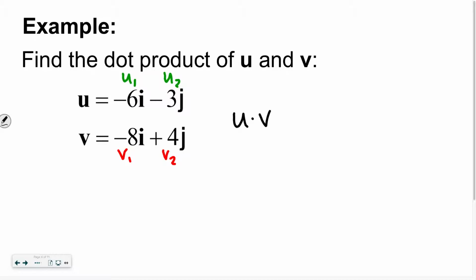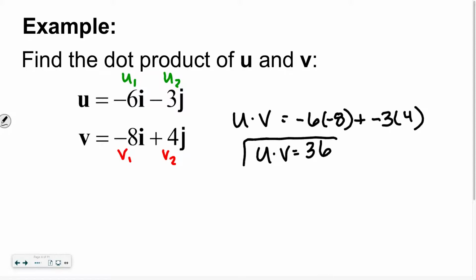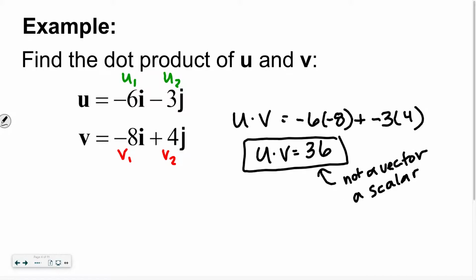We want to do the dot product, u dot v. So I'm going to multiply my horizontal components, u sub 1, v sub 1. That's going to be negative 6 times negative 8. Add it with the product of my vertical components, negative 3 times 4. And what does that give me? 48 minus 12. So 36. Notice, it's not a vector. It's a scalar. So it's just a number.